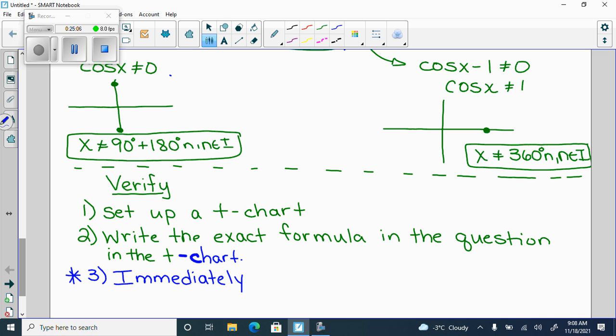immediately substitute in your x value. Your x value could be a theta, or it could be whatever. It's not always just an x, right? It's just a variable. It could be an n, whatever. And then go to your unit circle.